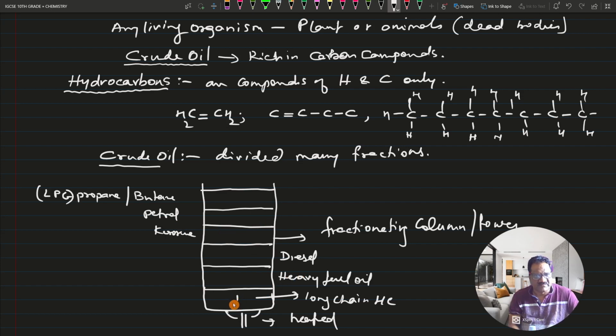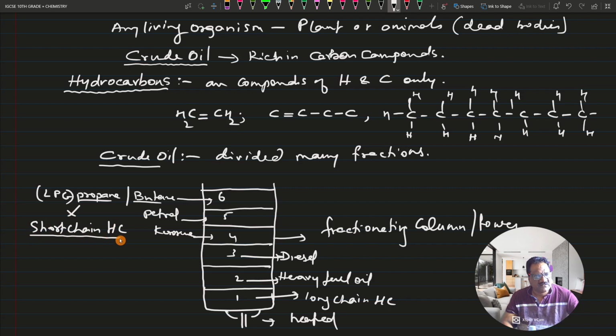So this is fraction number 1, 2, 3, 4, 5, 6. These are the various fractions. I've named them for you. Now, as you go up, the length of the hydrocarbon chain becomes shorter and shorter. So here on the top is propane and butane layer, here you will find short chain hydrocarbons. So that is all about this crude oil.